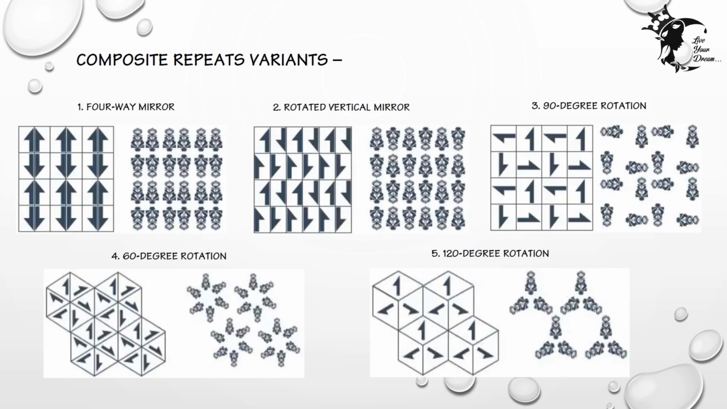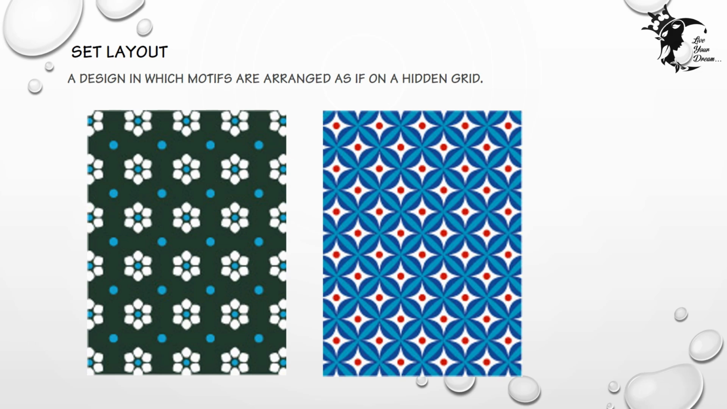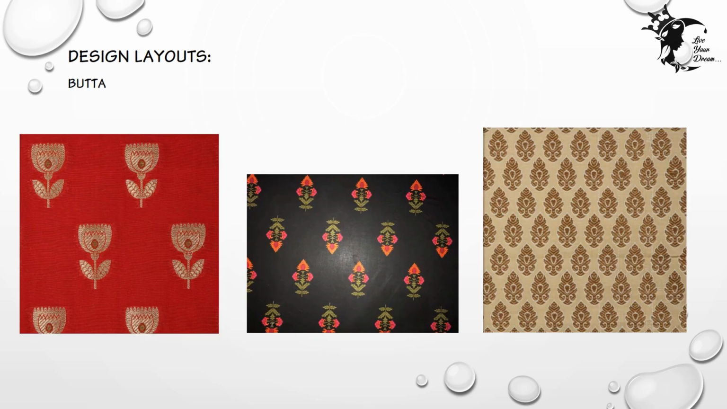Composite repeat variants are four-way mirror repeat, rotated vertical mirror repeat, 90-degree rotation repeat, 60-degree rotation repeat, 120-degree rotation repeat. Set layout, a design in which motifs are arranged as if on a hidden grid. Buttas are small designs spread all over the surface in a uniform and regular pattern.